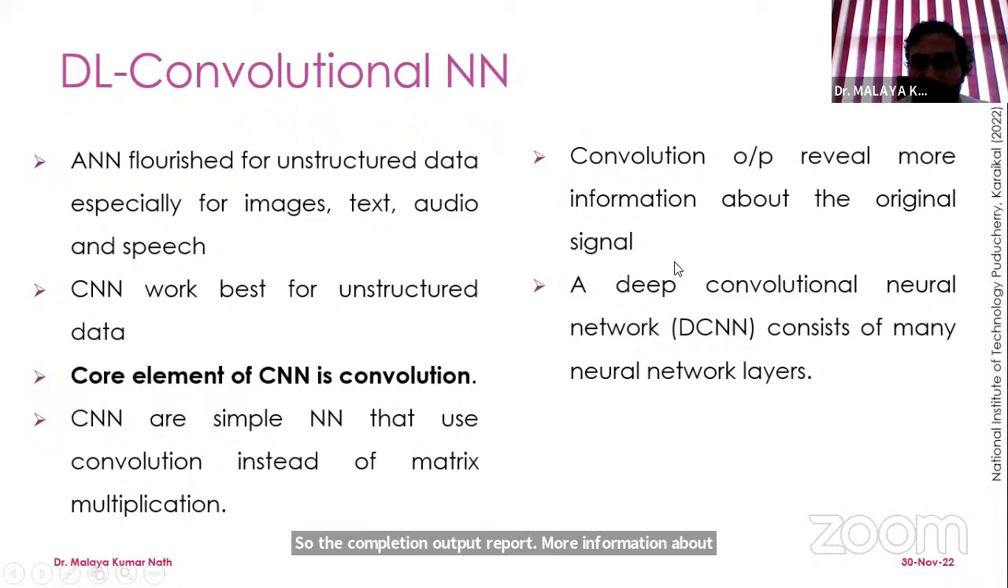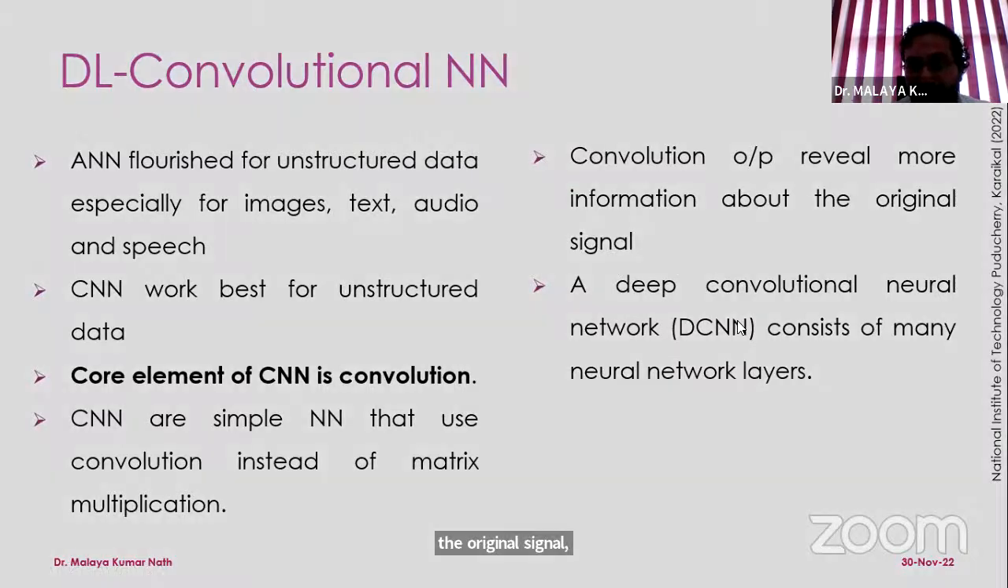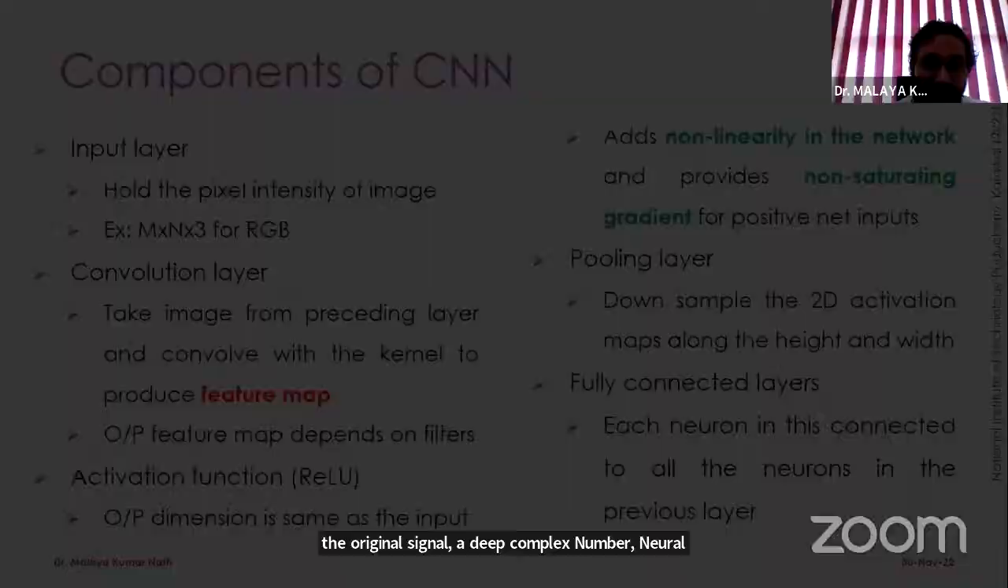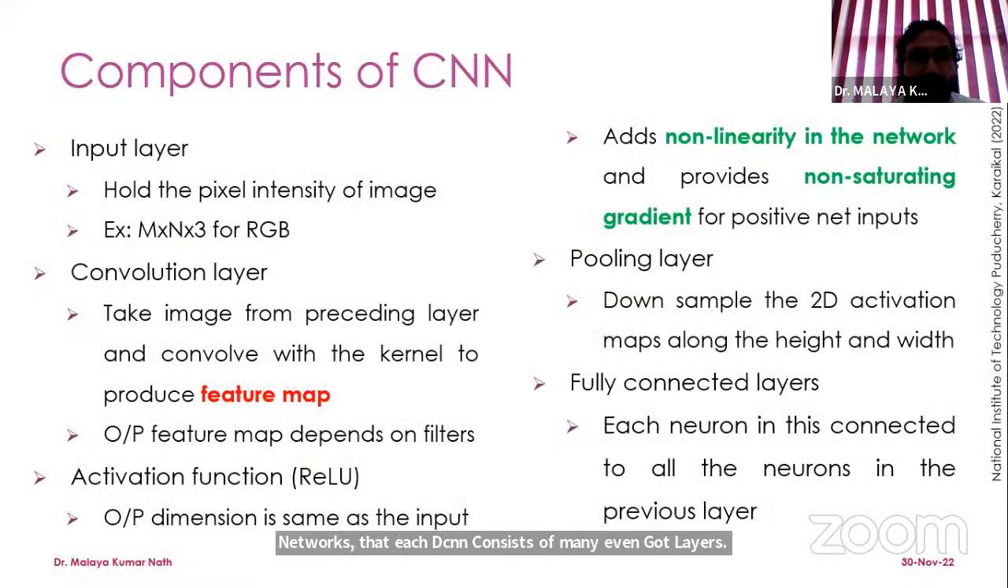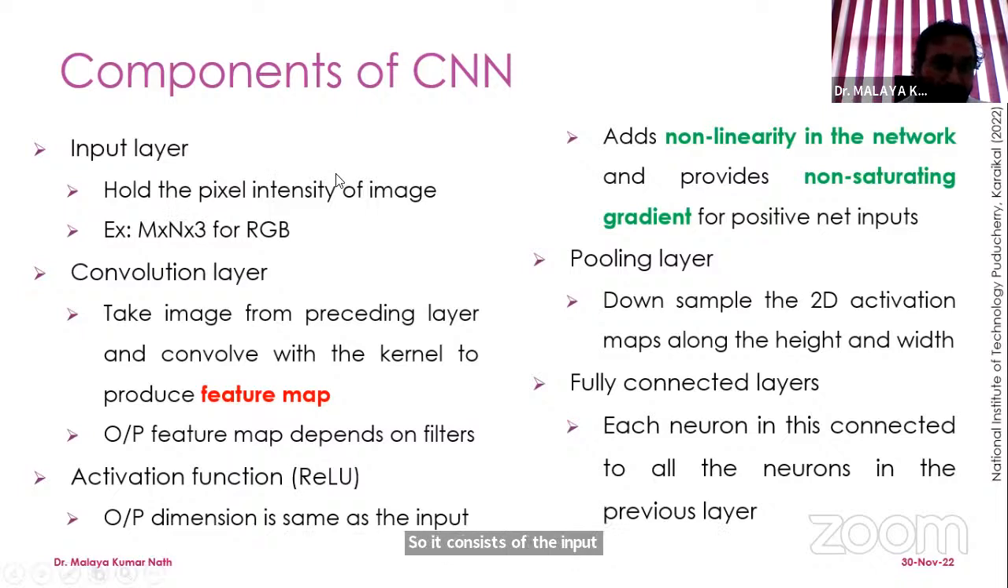A deep convolutional neural network, that is DCNN, consists of many neural network layers. Here we'll talk about the different components of the CNN. We already discussed that CNN is the convolutional neural network, and the main component is the convolution. It consists of an input layer that holds the pixel intensity of the image in the form of m by n by 3 for an RGB color image.